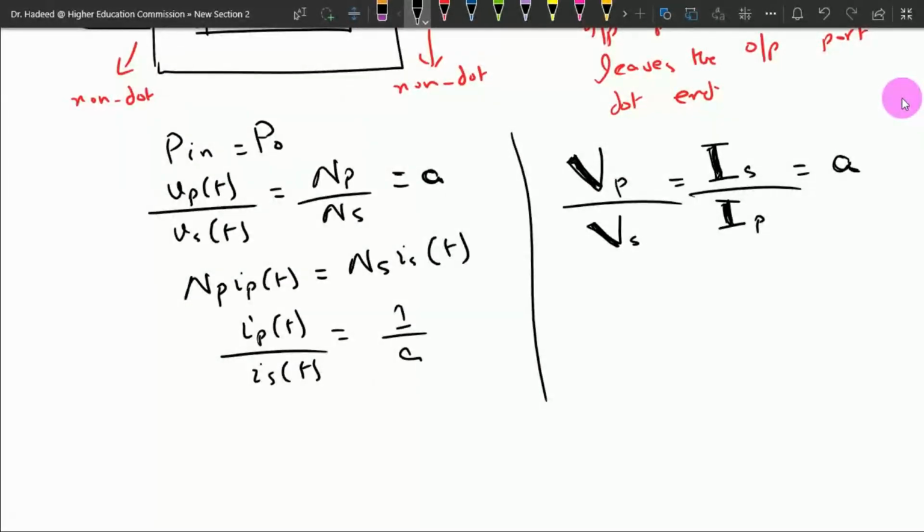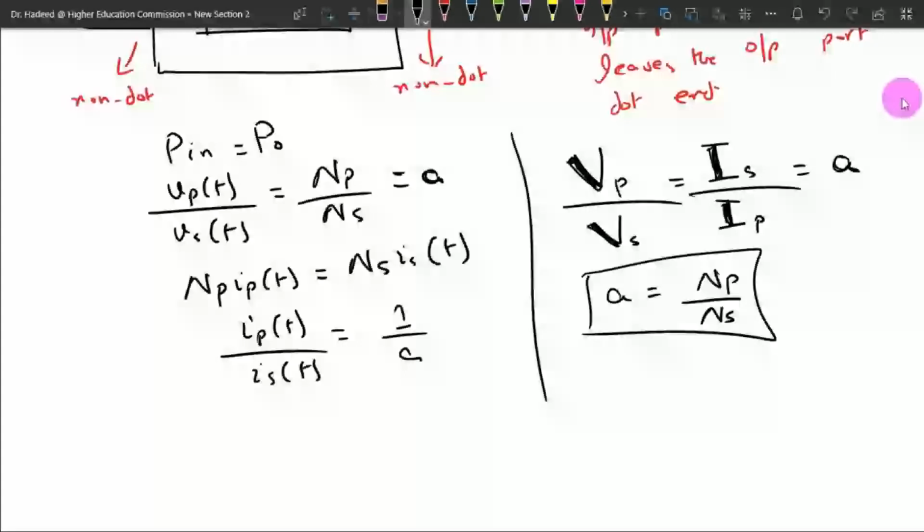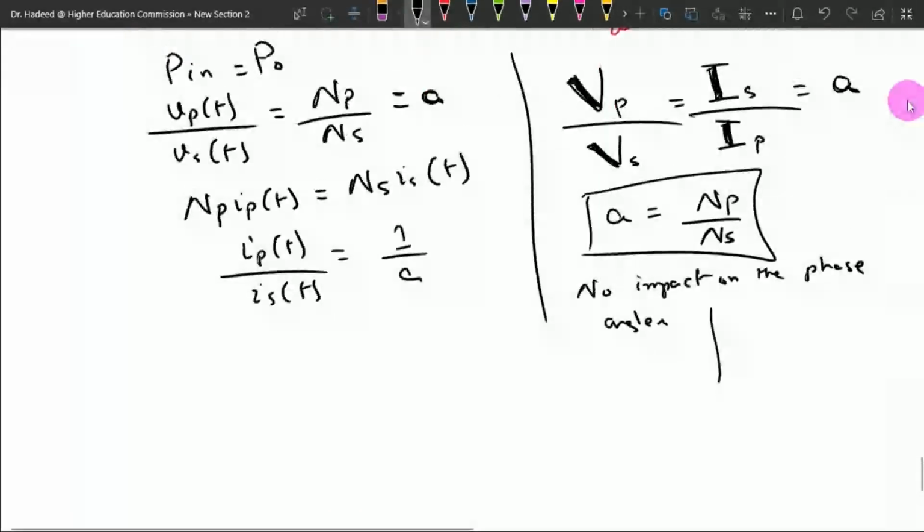So this turns ratio a, which is equal to NP over NS, is used to decide whether a transformer acts as a step up transformer or as a step down transformer. And an ideal transformer has no impact on the phase angles, which means that if we have this primary voltage, and then let us say we have a step down operation, then the primary and secondary voltages are of the same phase, right? And so is the current.